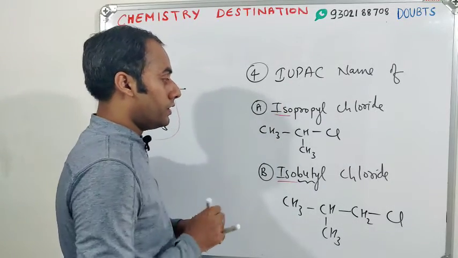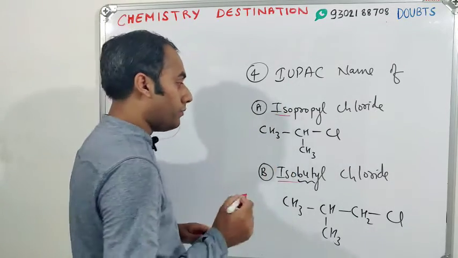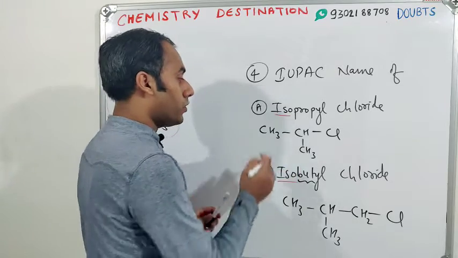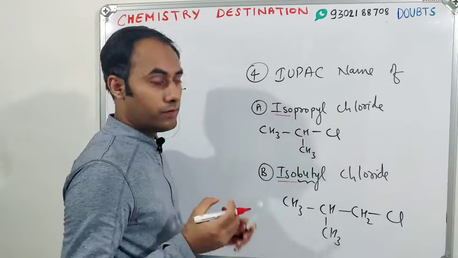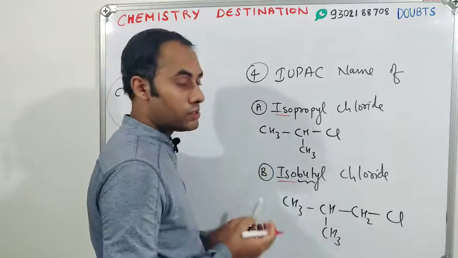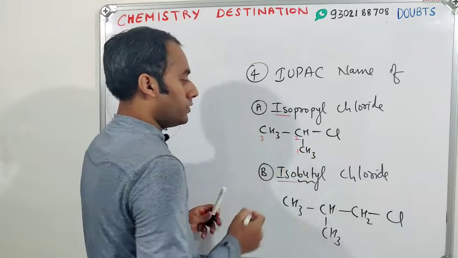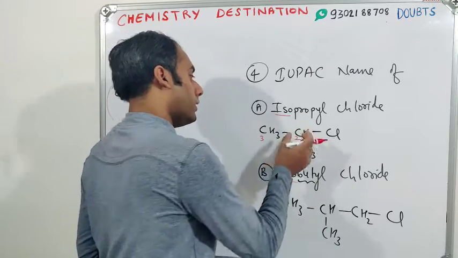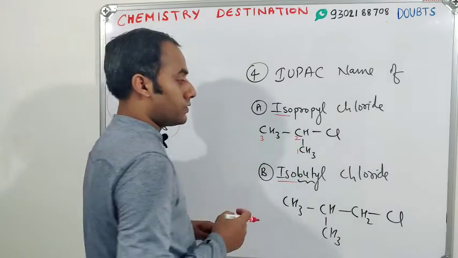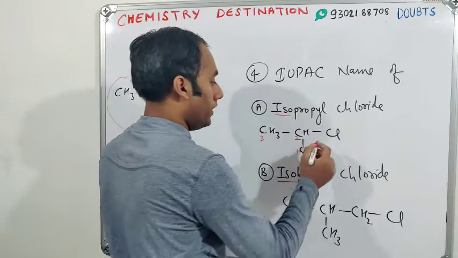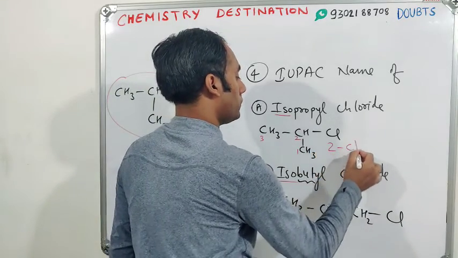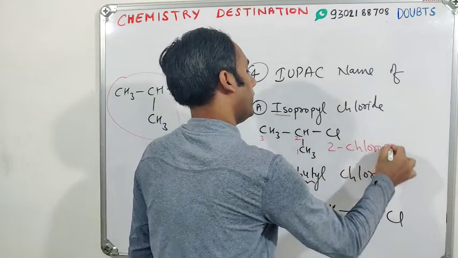Numbering in isopropyl chloride can be done from any side, because we have a longest carbon chain of 3 carbons: 1, 2, 3. From either direction the position of chlorine is 2. So the name will be 2-chloropropane.